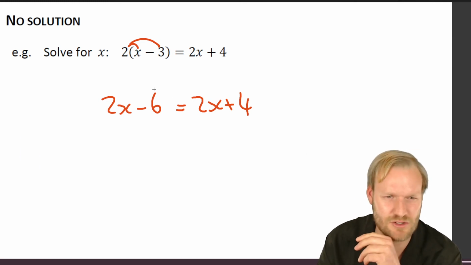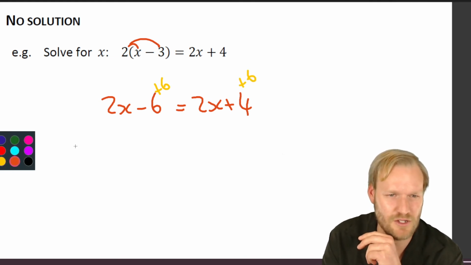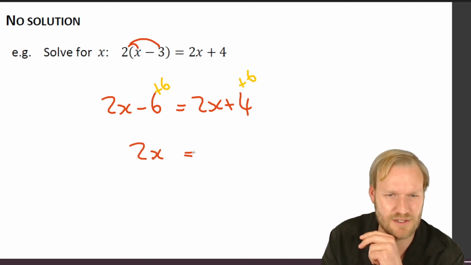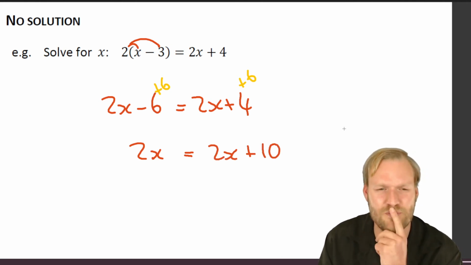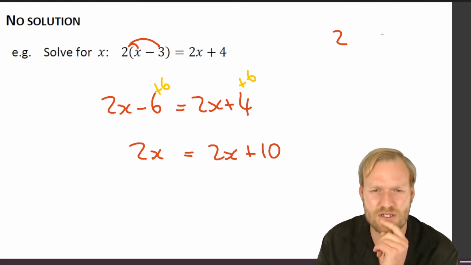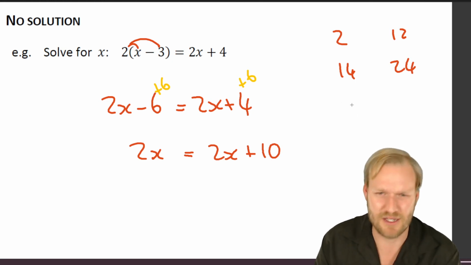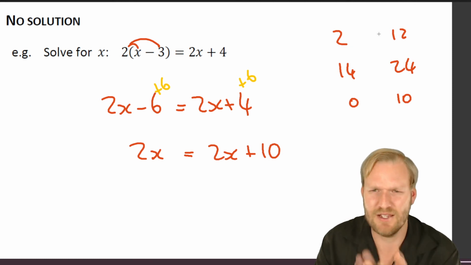Let's just do this in 2 steps. Add 6 to both sides of our equation. So we've just got 2x on the left-hand side. So 2x equals 2x plus 10. So some number is the same as itself plus 10. So like 2 is the same number as 12, or like 14 is the same as the number 20. Like, is 0 the same as 0 plus 10, 10? No, none of these are working.